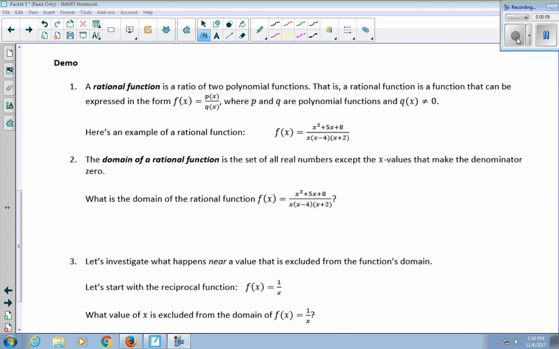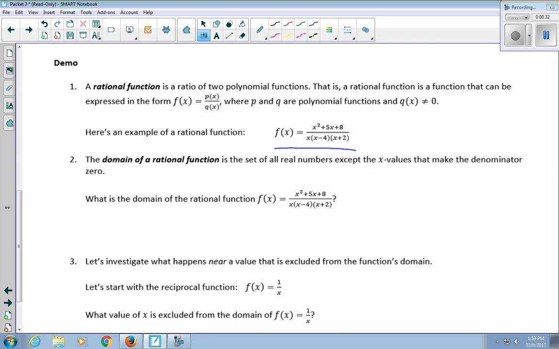A rational function is a ratio, the root word of rational is ratio, of two polynomial functions. So that is, a rational function is a function that can be expressed in the form p of x over q of x, where p and q are both polynomial functions and q of x can't be 0 because it's in the denominator. So this is an example of a rational function.